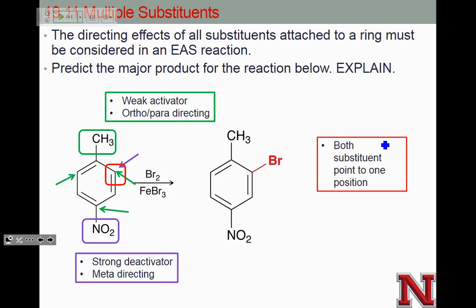Now, remember, if we added here or here, that's the same compound. So you don't have to draw it twice. Both ortho positions are available, but that leads to the same compound. So they both point to that position. Now, typically, our electron activators are going to direct easier than our deactivators, because again, this is all about what's going to be the lowest energy transition state. But in this case, they both point to the same position.